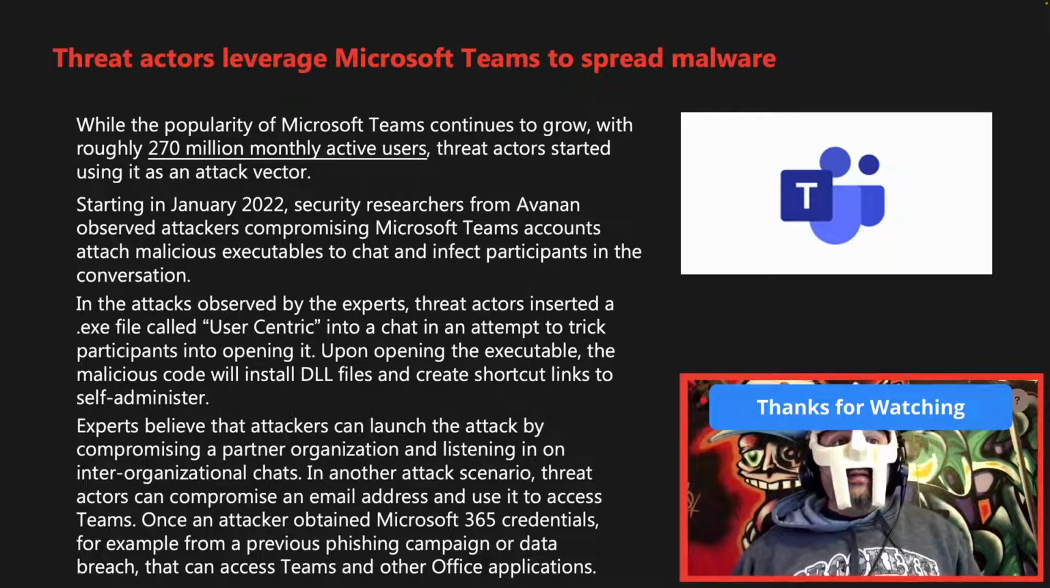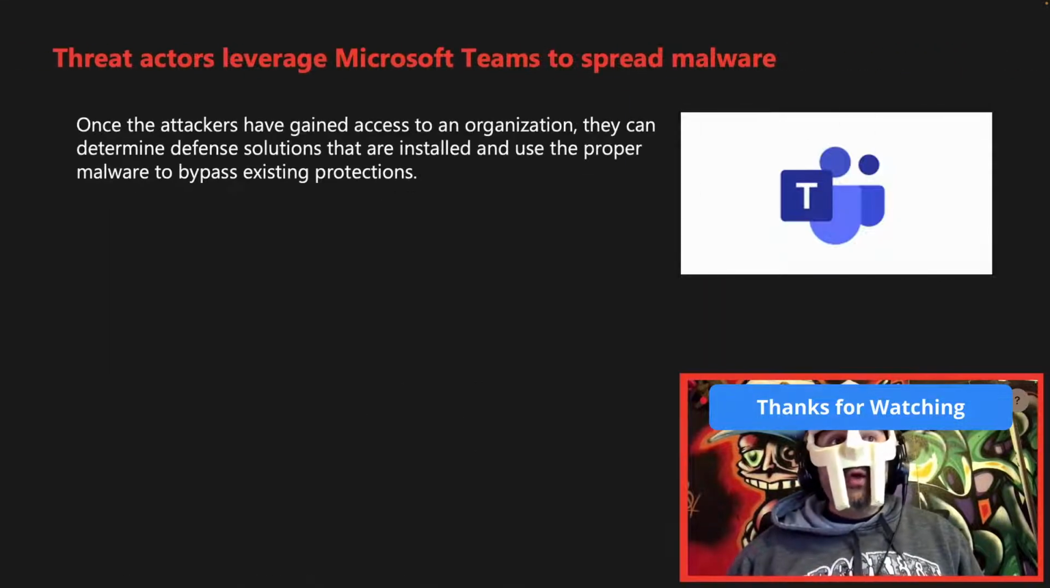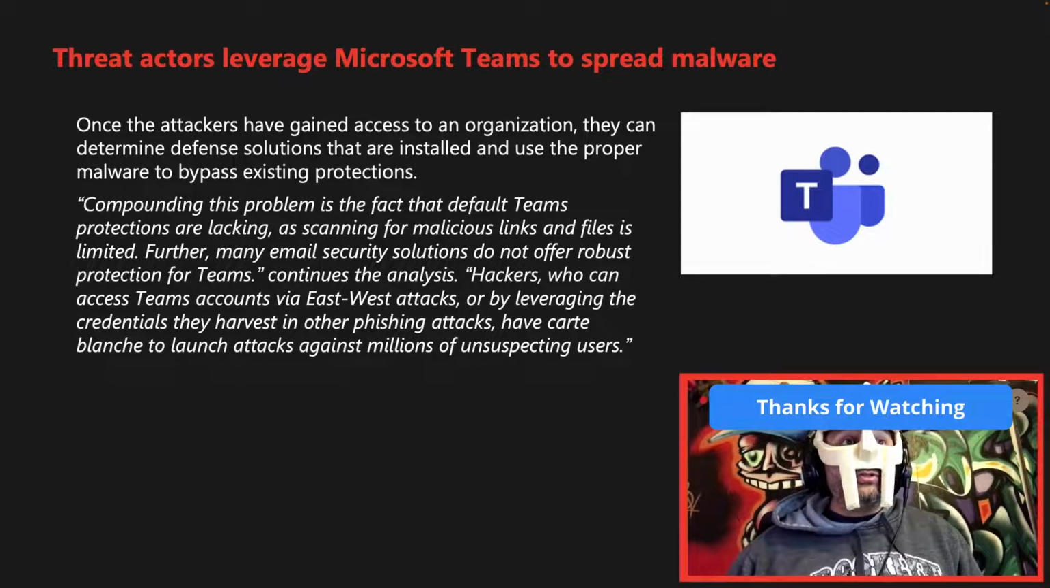Experts believe that attackers can launch the attack by compromising a partner organization and listening in on inter-organizational chats. In another attack scenario, threat actors can compromise an email address and use it to access Teams. Once an attacker obtains Microsoft 365 credentials, for example from a previous phishing campaign or data breach, they can access Teams and other Office applications. Once the attackers have gained access to an organization, they can determine which defense solutions are installed and use the proper malware to bypass existing protections.